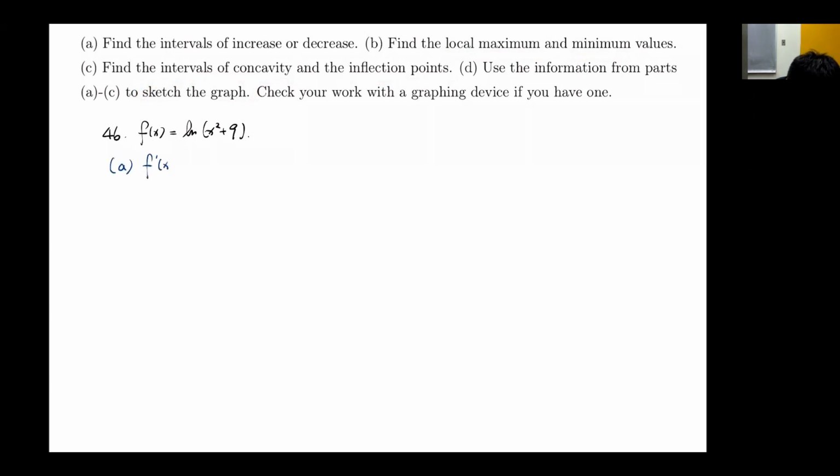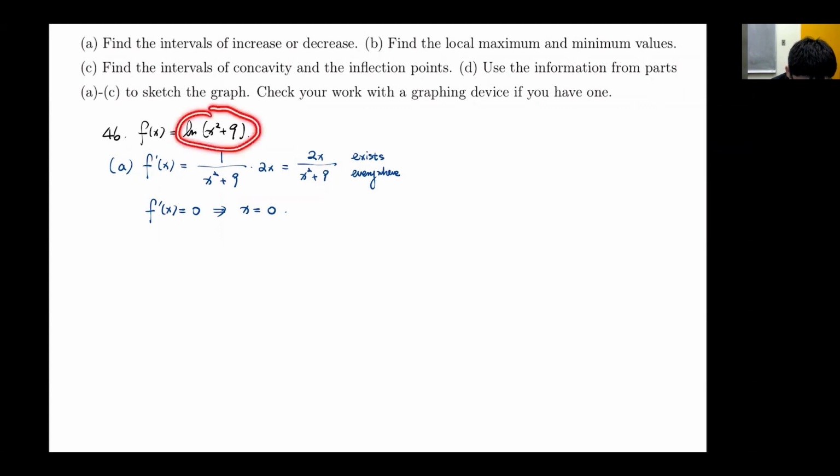So f prime of x will be, using the chain rule, 1 over x squared plus 9 times 2x. Simplifying, I get 2x over x squared plus 9. So the derivative exists everywhere because the denominator is strictly positive. It never takes 0, so the domain will be everywhere. Then we just need to investigate where f prime of x equals 0. This simply means that the numerator has to be 0, and that will be the only critical number we get.